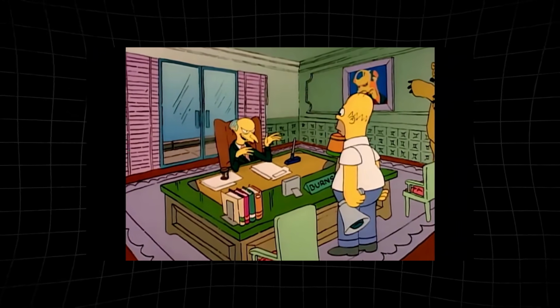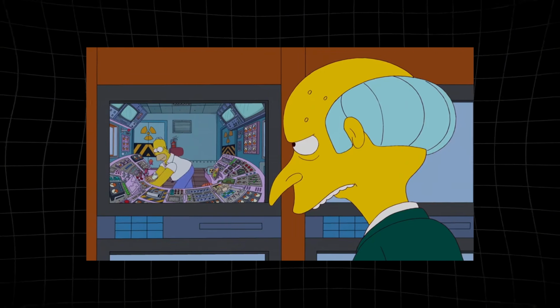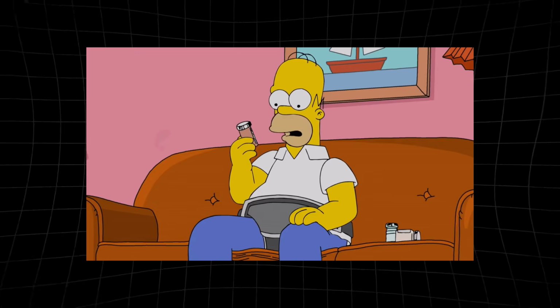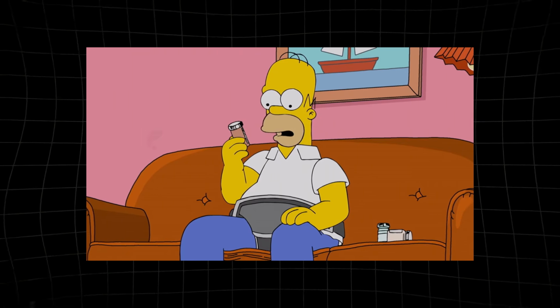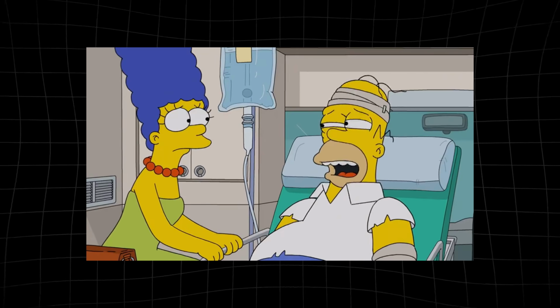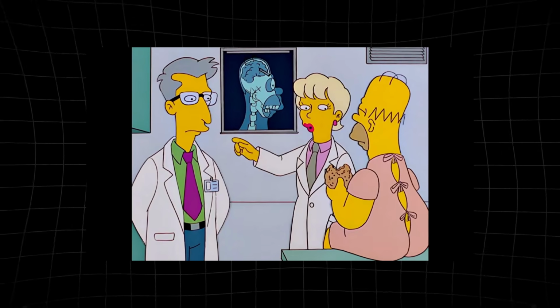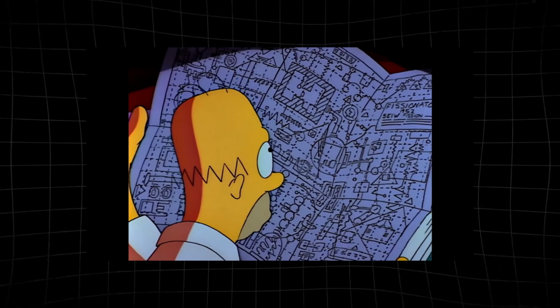Professor Frink's specific academic credentials and areas of expertise have shifted across the show's run in ways that reflect the show's use of him primarily as a comic device for scientific exposition, rather than as a character with a fixed biography. In some episodes, he is specifically a physicist. In others, his expertise extends into biology, chemistry, engineering, and fields that are less clearly defined.